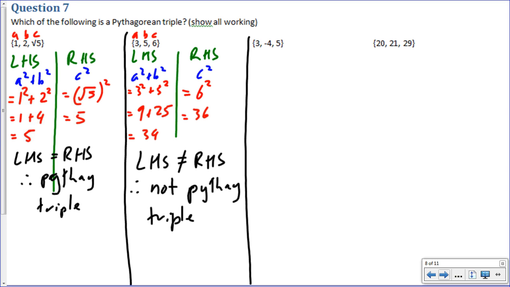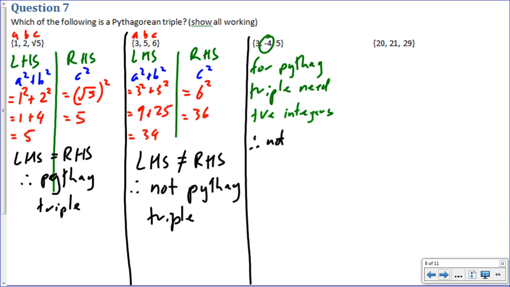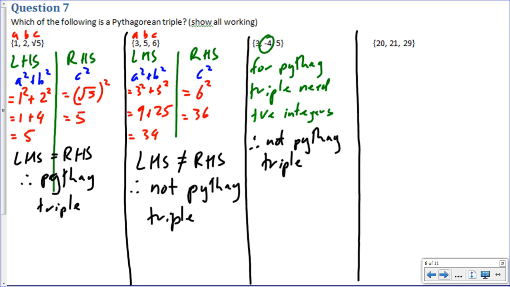Next question. Let's go through again. We have a look at our data, and we notice here that we've got a negative number. So for a Pythagorean triple, we need positive integers. Need positive integers. So therefore, not Pythagorean triple. Because we've got a negative number in there, this one here automatically doesn't become a Pythagorean triplet.